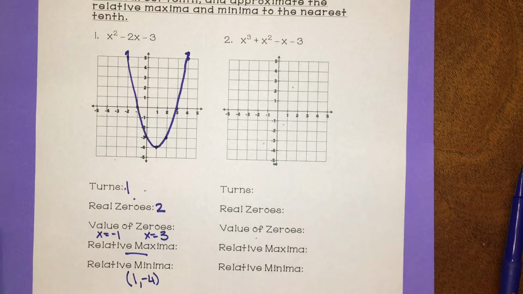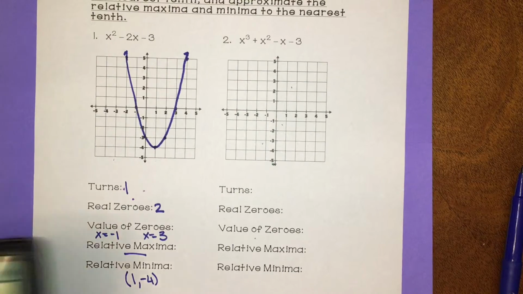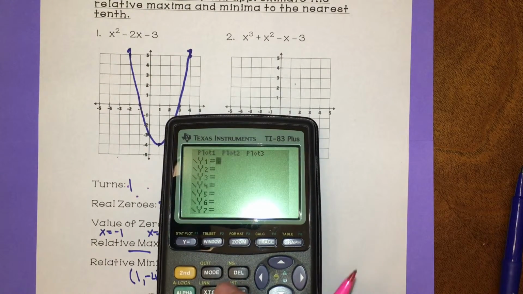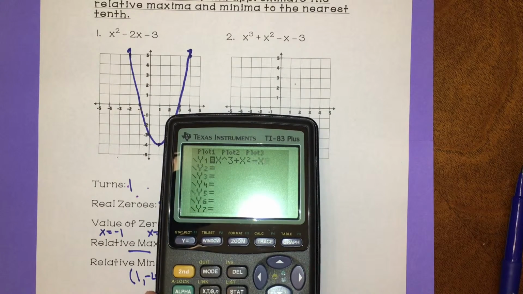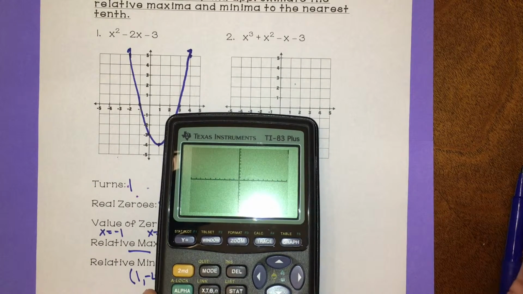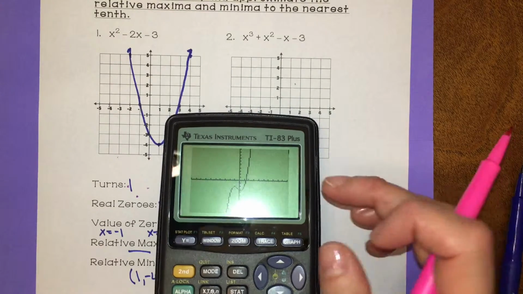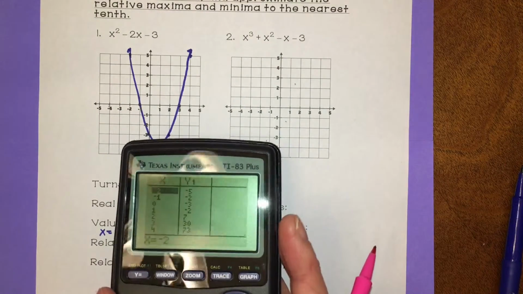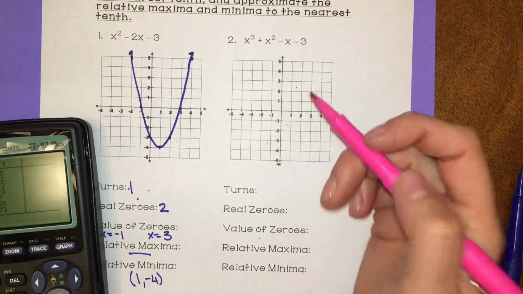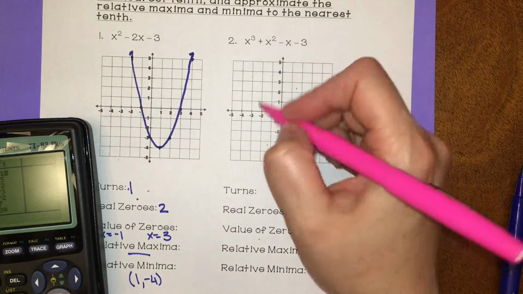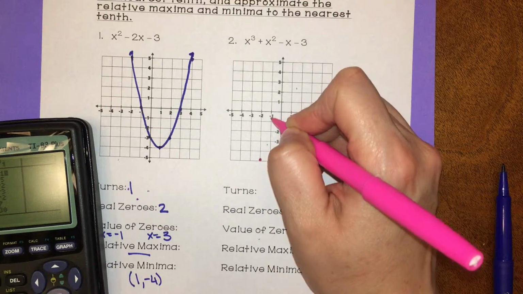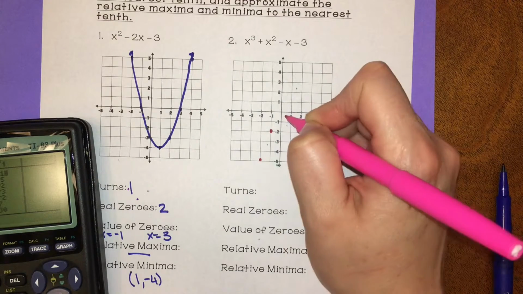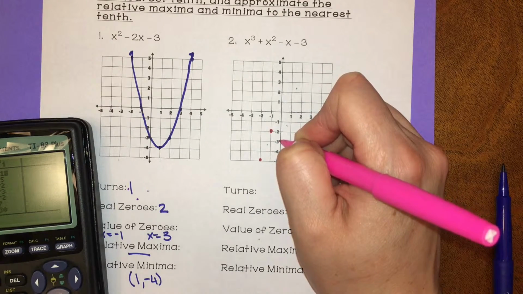All right, last one. Okay, we have x cubed plus x squared minus x minus 3. So I'm going to graph it. This is what it looks like. So then go to the table. All right. We have negative 2 comma negative 5, negative 1 comma negative 2, 0, comma, negative 3.